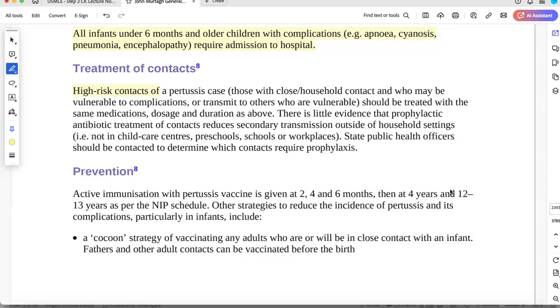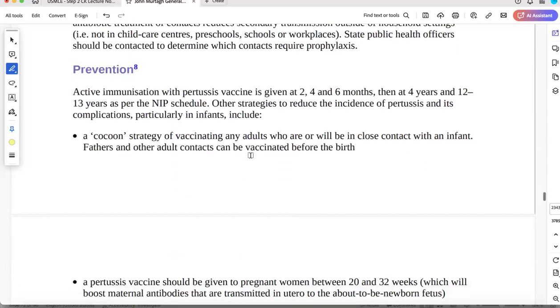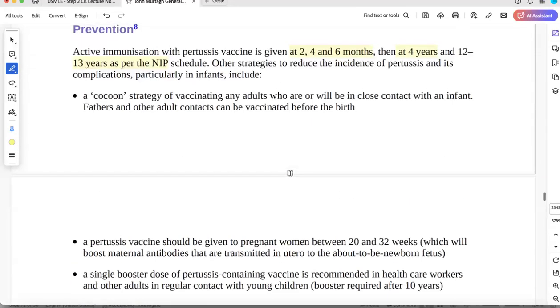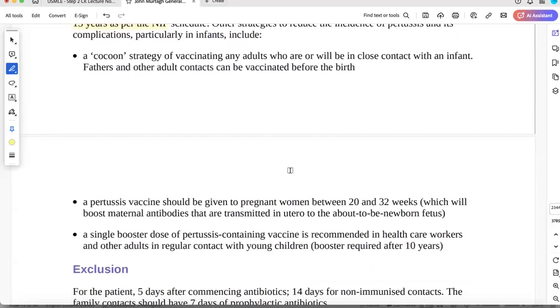Now, prevention. So prevention is by vaccination. Everyone in Australia gets the pertussis vaccine at 2, 4, 6 months, then at 4 years, and then at 12 to 13 years, according to the National Immunisation Policy. So according to the NIP, these are the times when every child is supposed to get the pertussis vaccine. Now, after that, every 10 years, the patient is supposed to get a booster dose.